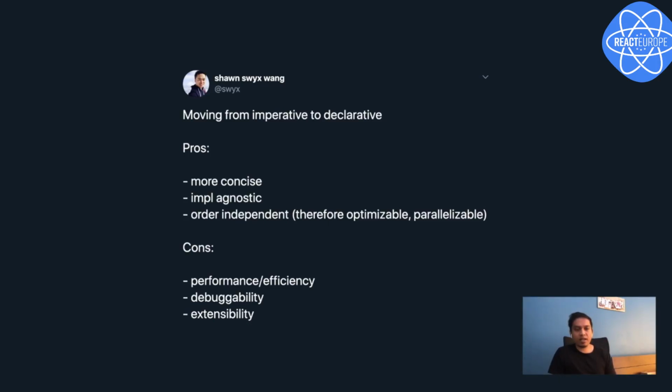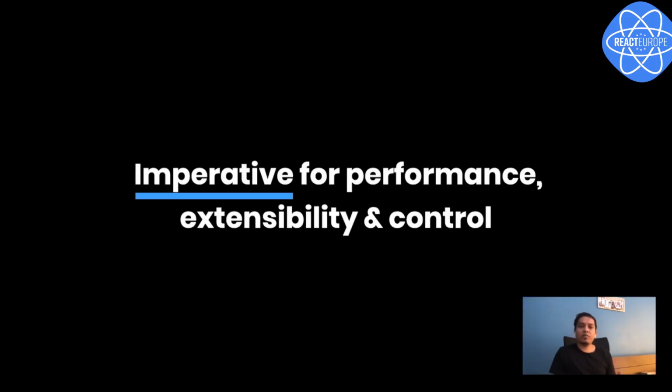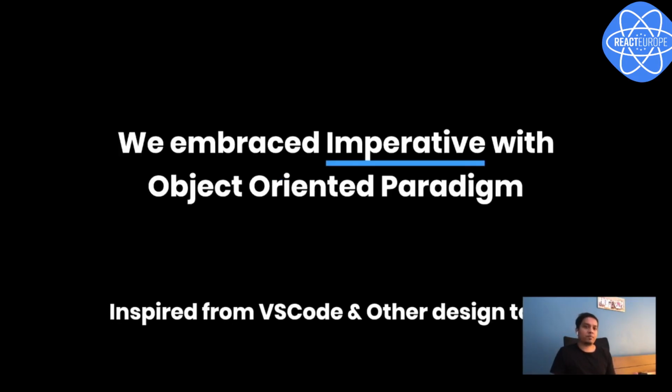So we started looking at whether there are options to move parts of our application to an imperative API. So imperative for performance, extensibility, and control. And this worked only for us. I wouldn't say that this is the best way to go forward, but it worked for our particular use case. So we embraced imperative with an object-oriented paradigm. And we also looked into the code of VS Code and other design tools and realized that a lot of other people were also doing something similar.